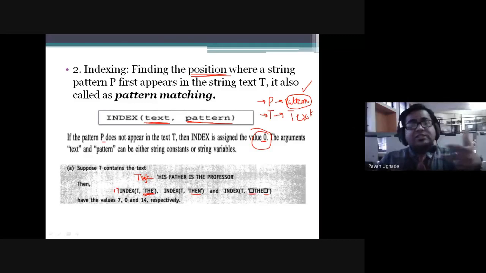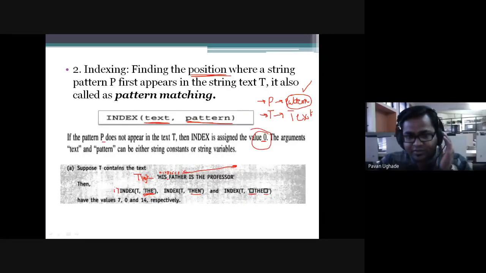Okay, but first where it appears, that we'll be finding out. So we'll be getting the position. Now if I consider here, what is the position that I'll be getting? Let's make the numbering here. H will be at the 0th position, I will be at the 1st position, S will be at the 2nd position. Then there is the space which will be at the 3rd position, 4, 5, 6, 7, and like this. Okay, you can give the number, right?